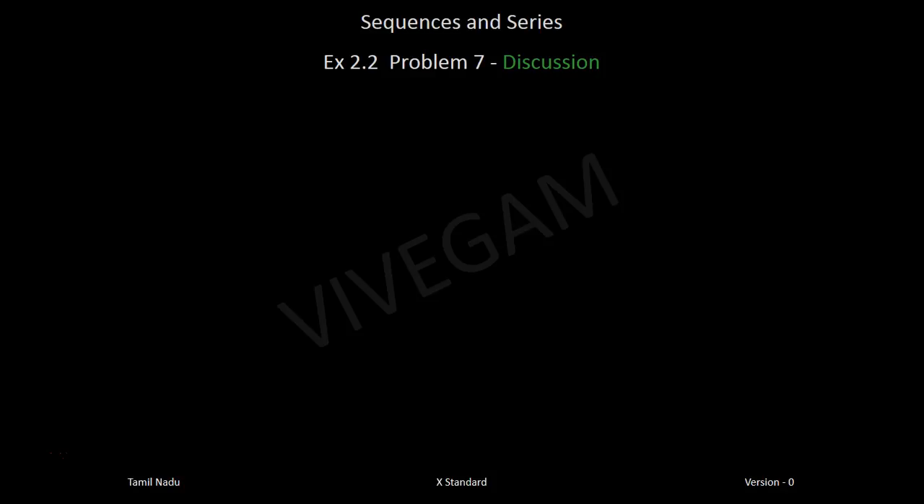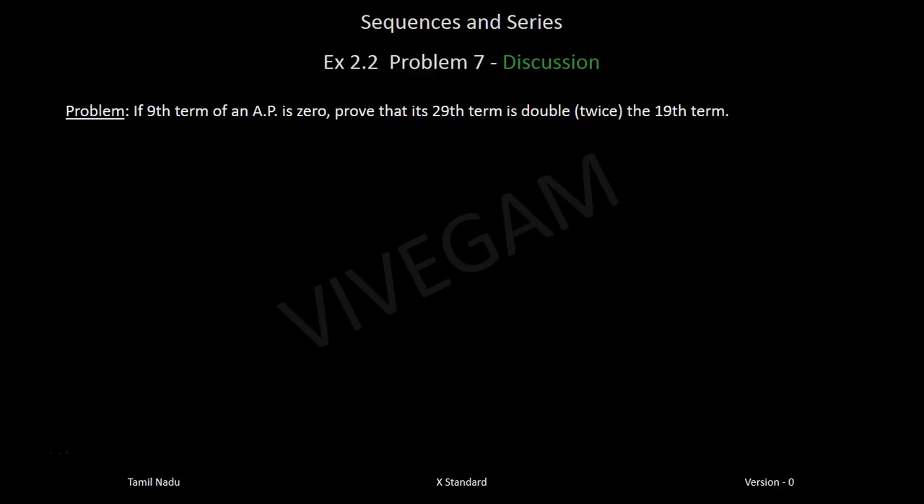To problem 7 discussion. Let's read the problem. If the 9th term of an AP is 0, prove that its 29th term is double, that is twice the 19th term. Okay, it's quite an interesting problem. We'll break this problem into smaller pieces and try to solve it.